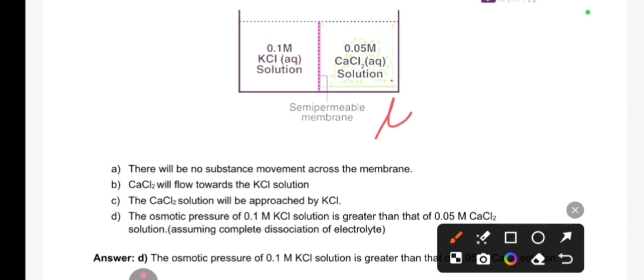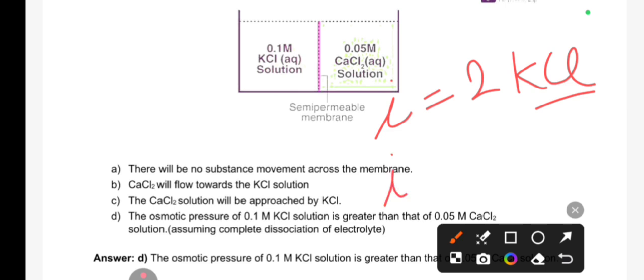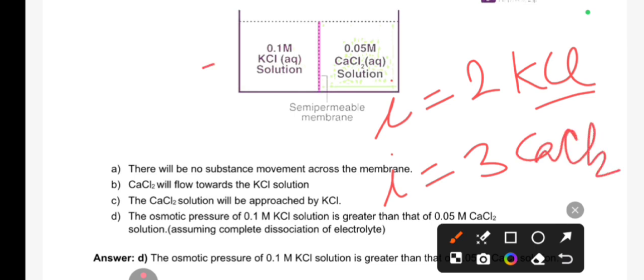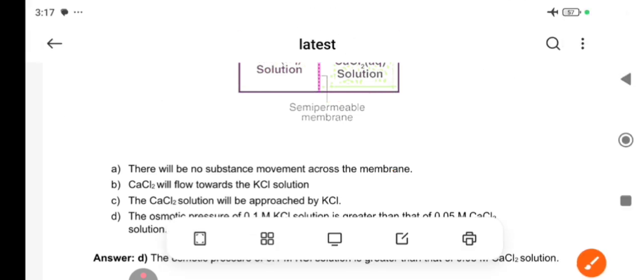The i value is 2 for KCl. How many ions will be formed? 2. It is completely dissociated, that's why i becomes equal to n only, the number of ions formed. i for calcium chloride is 3. Now the molarity is given to you: 0.1 for KCl and 0.05 for calcium chloride. So osmotic pressure depends only upon i and C. RT is kept constant, so you can use i and C for both compounds. Now you can see the calculation.